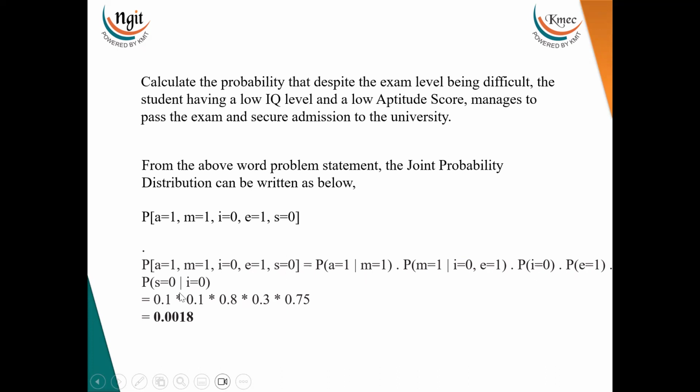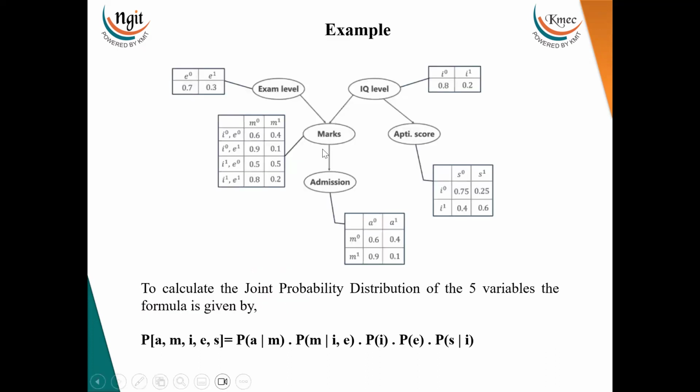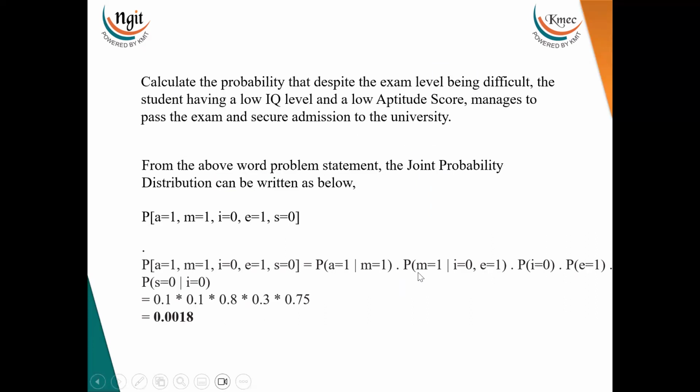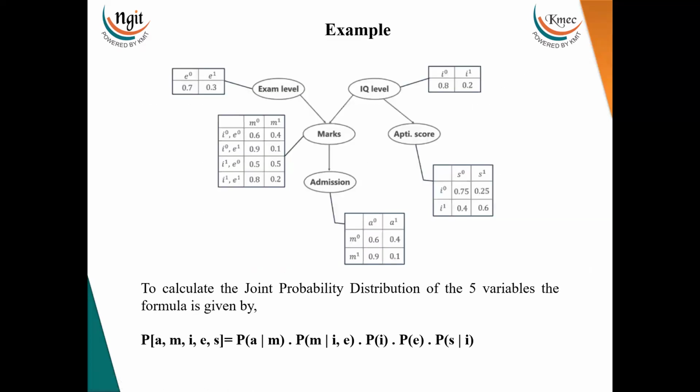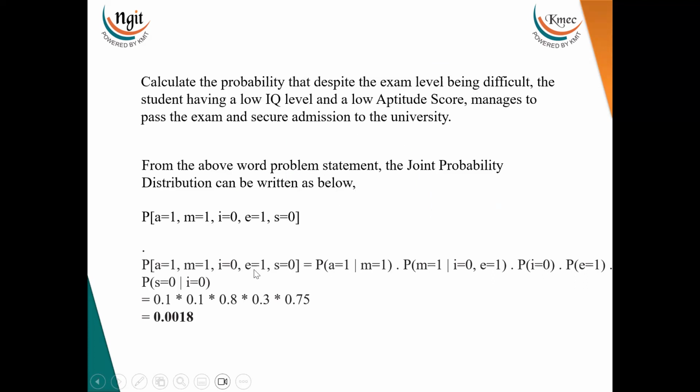And now to calculate the probability, it is given as admission as 1 and the marks as 1. When we look at this conditional probability table, when admission is 1 and marks is 1, we have the value 0.1. And then similarly, when you consider the marks, marks should be 1 and the IQ level is 0, exam level is 1, and it is given marks as 1. So you get the value of 0.1. In this way, using this conditional probability table, you can calculate all the probabilities that are there, and finally you get the joint probability distribution of this given problem statement.